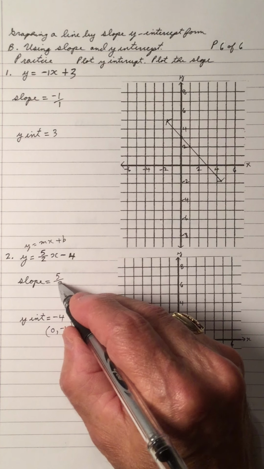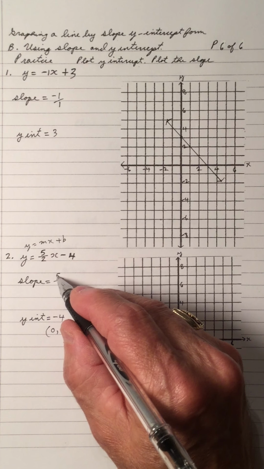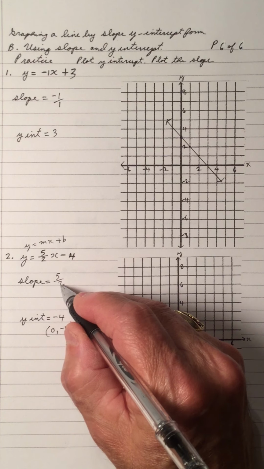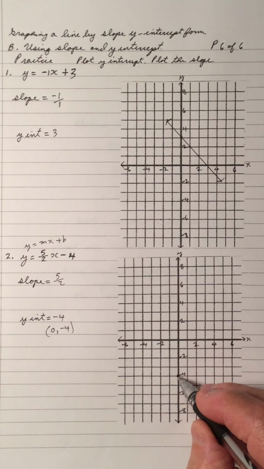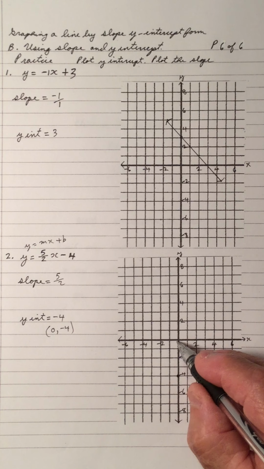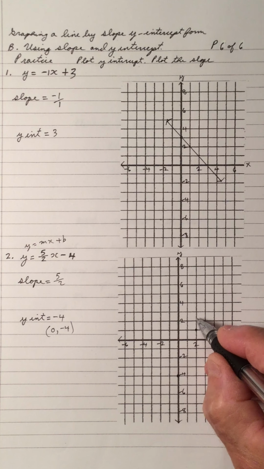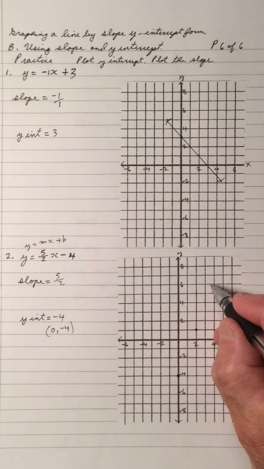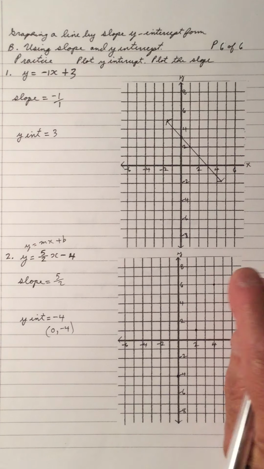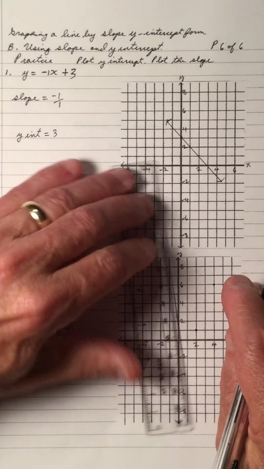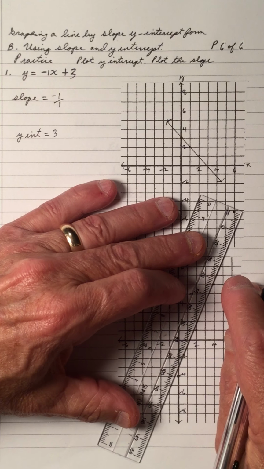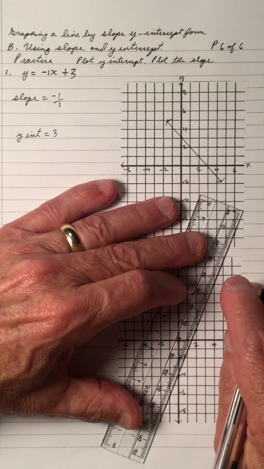And the slope is 5 over 2. So that means up 5, right 2. Here we go. 1, 2, 3, 4, 5, right 2. One more. 1, 2, 3, 4, 5, right 2. And we have 3 points. Perfect. 2 points will do, but 3 points lines it up way better.